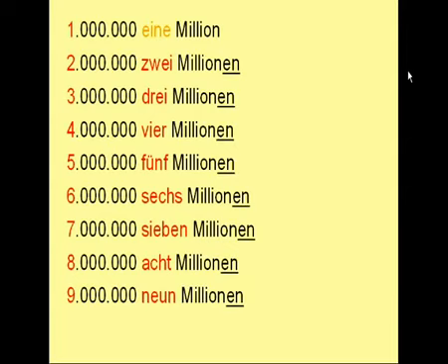Now from 1 million onwards we write the numbers separated and with a capital letter, as you can see here. And from 2 million onwards we also write it in the plural form, as you can see here at this ending, which is the plural ending for million. So we say 1 Million, 2 Millionen, 3 Millionen, 4 Millionen, 5 Millionen, 6 Millionen, 7 Millionen, 8 Millionen, 9 Millionen.